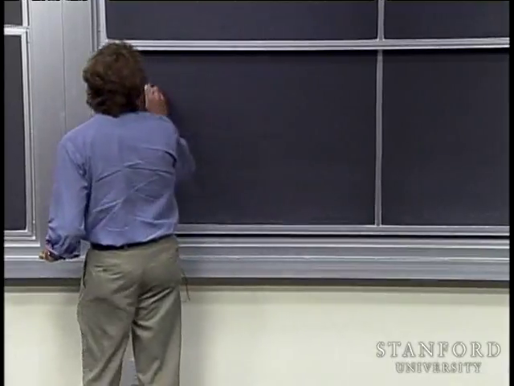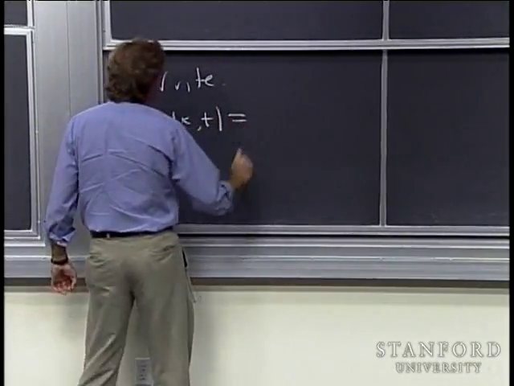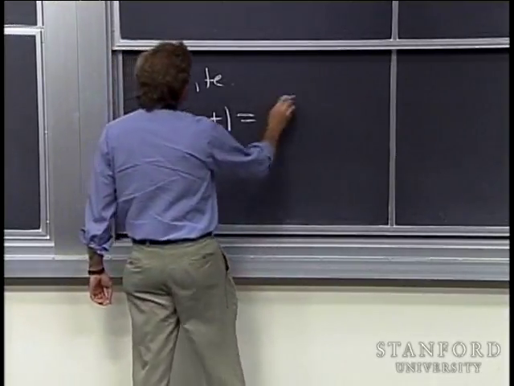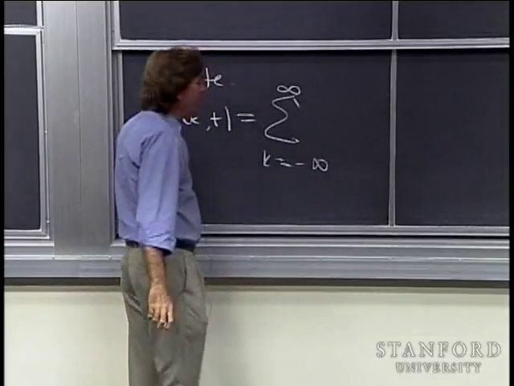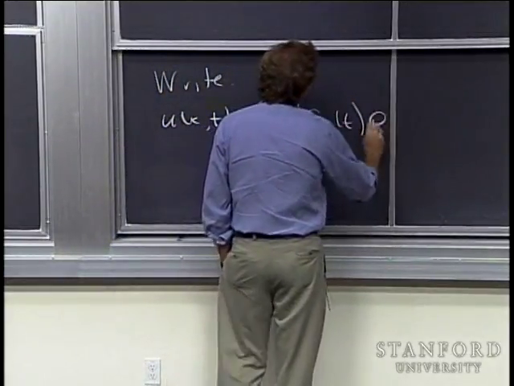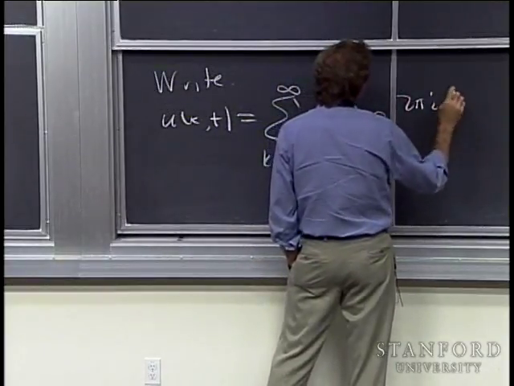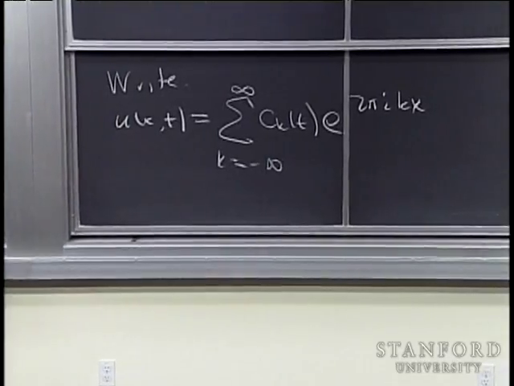So I can write the function as a Fourier series. Now remember, it's periodic as a function of x, so the dependence on t is in the coefficients. The sum for k going from minus infinity to infinity of c sub k of t times the periodic term, e to the 2 pi i k x. I'm assuming period 1, okay? That's the basic assumption.